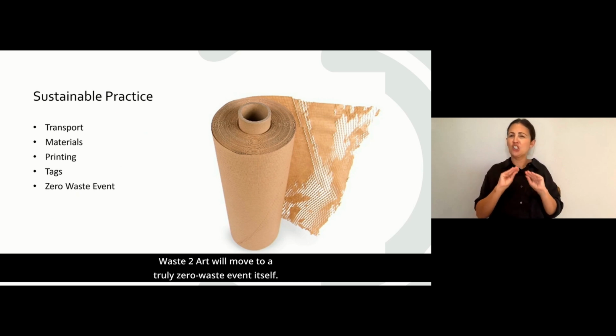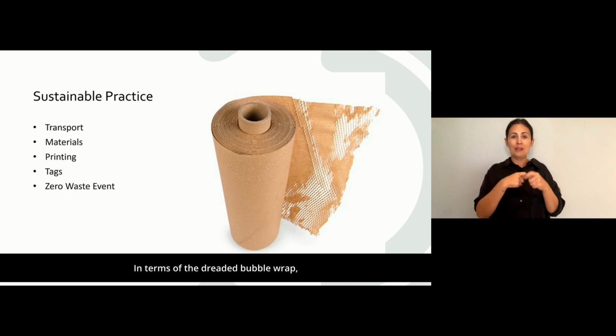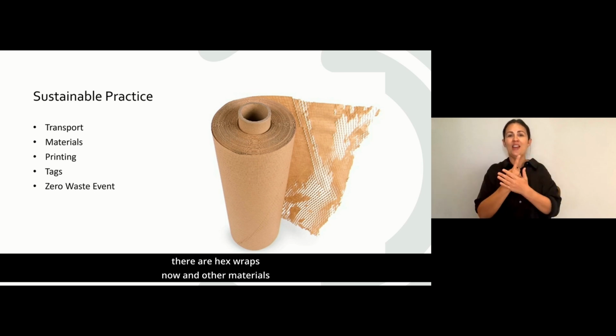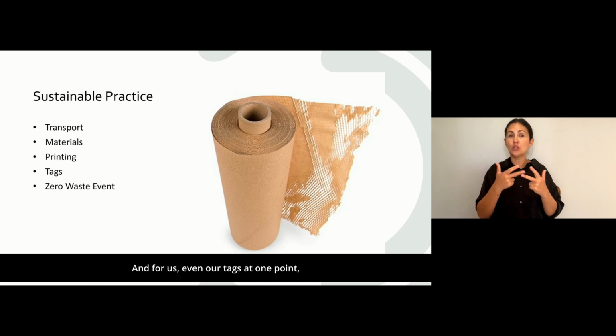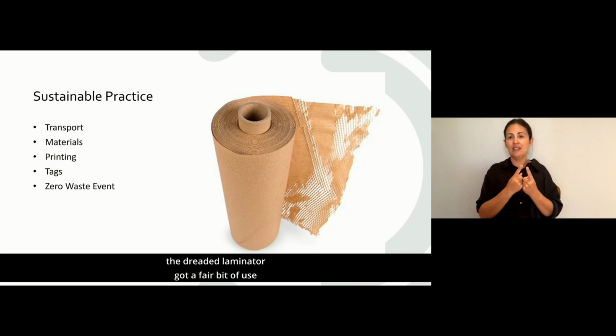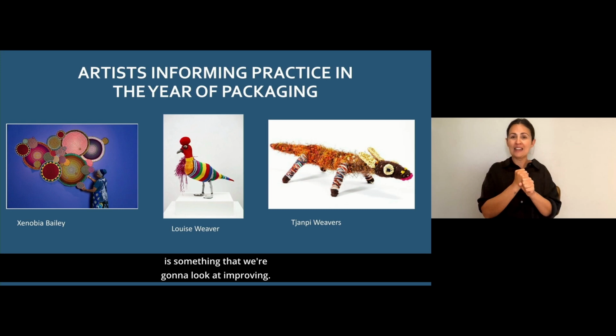Waste to Art will move to a truly zero waste event itself. In terms of the dreaded bubble wrap, there are hex wraps now and other materials that can be used in the place of harder to recycle products. And for us, even our tags, at one point, the dreaded laminator got a fair bit of use as part of previous Waste to Art exhibitions, but to produce a tag for a one-off that can't be recycled is something that we're going to look at improving.